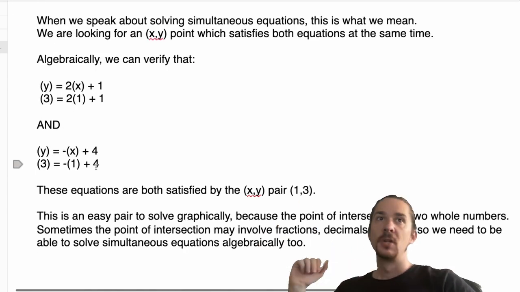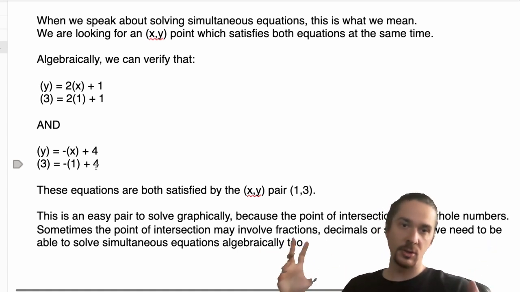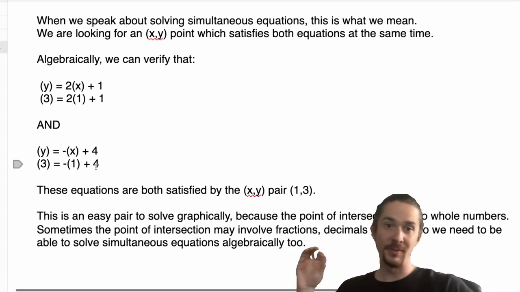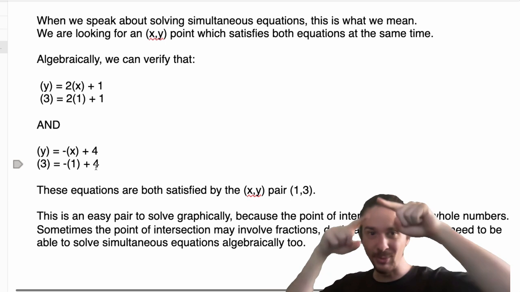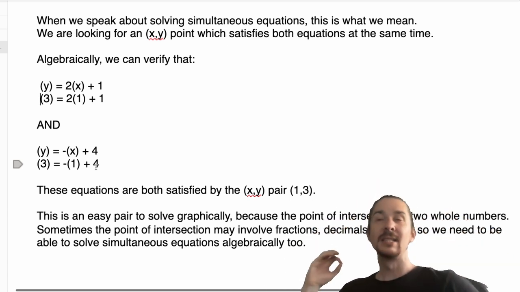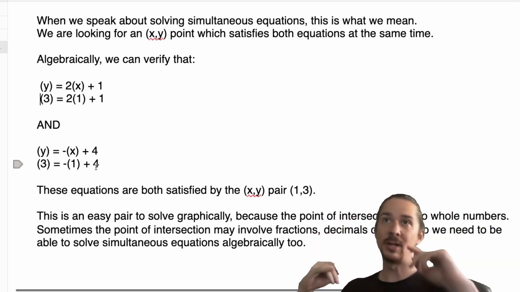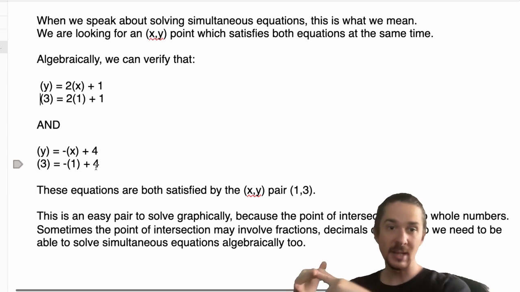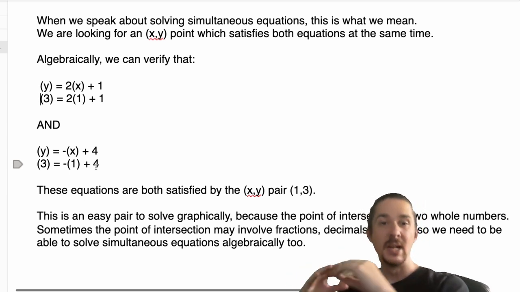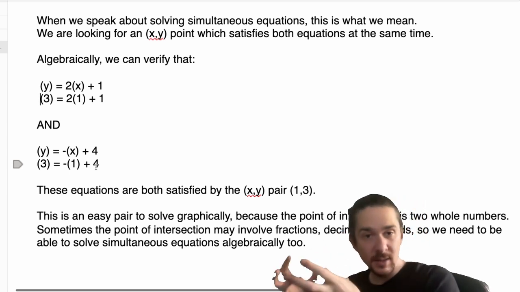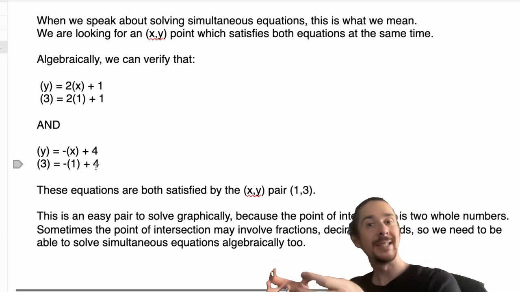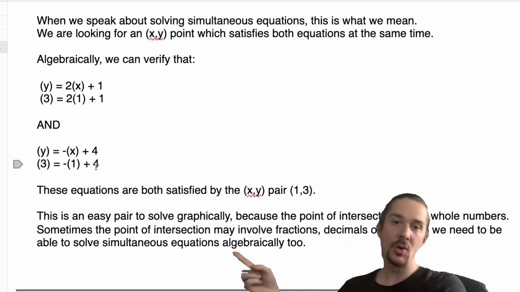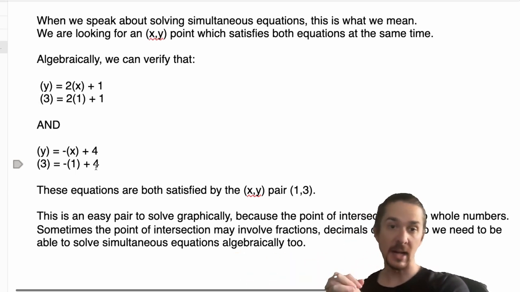Doesn't exist. So this is an easy pair to solve graphically because when we looked for the point of intersection, it was on a whole number. It was on the corner of the grid lines. Sometimes the point of intersection could have a coordinate which is a fraction or a decimal or a surd even. And in order to find the point of intersection when it's not so easy to see it, we need to know how to solve simultaneous equations algebraically too.